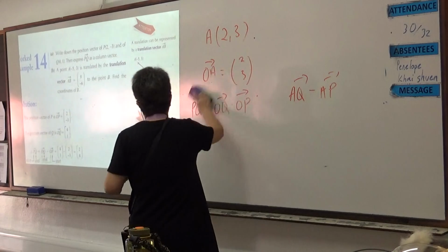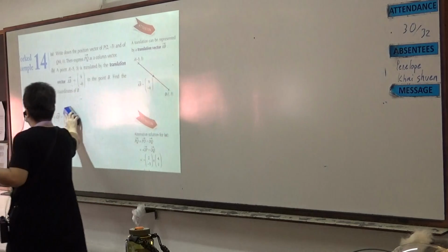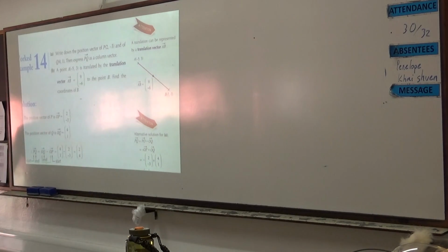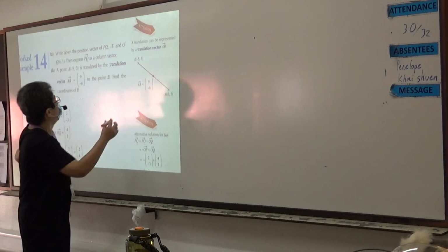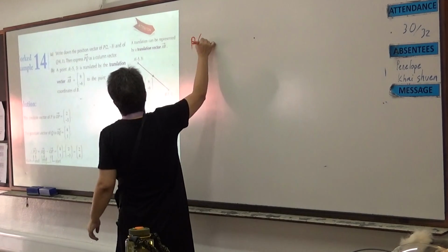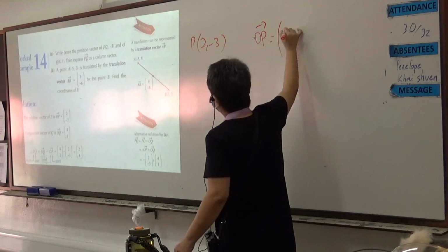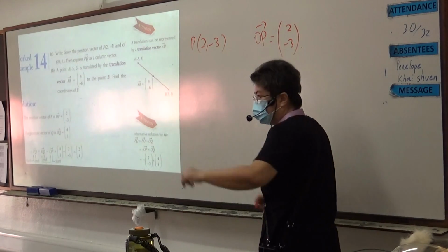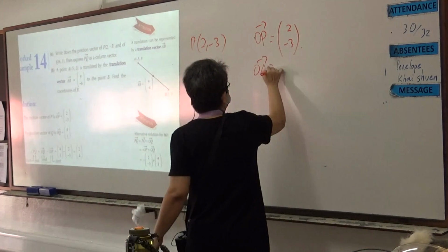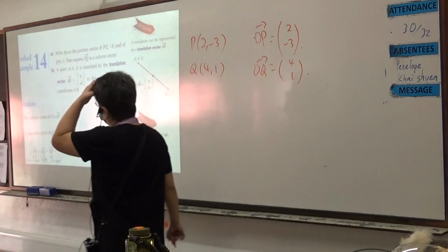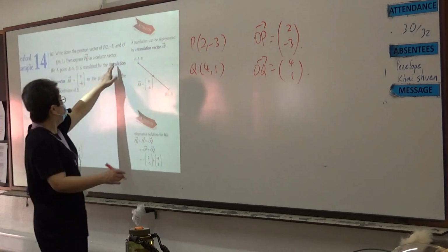Now let's take a look at this one. All of you look at it, I'm not going to do it the same way. You may or may not be the same. Write down the position vector of P and of Q. P is (2, -3), right? Position vector will be OP, right? So it will be the column vector (2, -3). Now, Q is (4, 1). So OQ will be (4, 1). These are the position vectors. Are you all clear? Then they say, express PQ as a column vector.